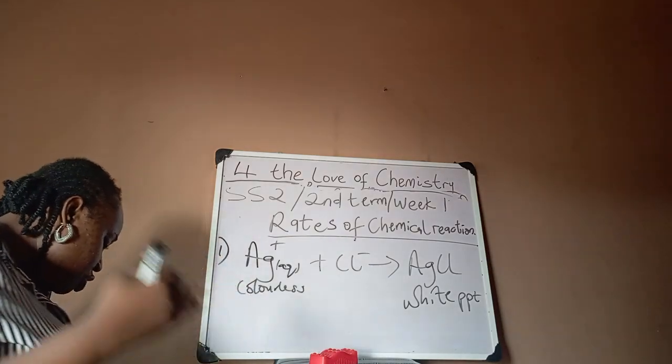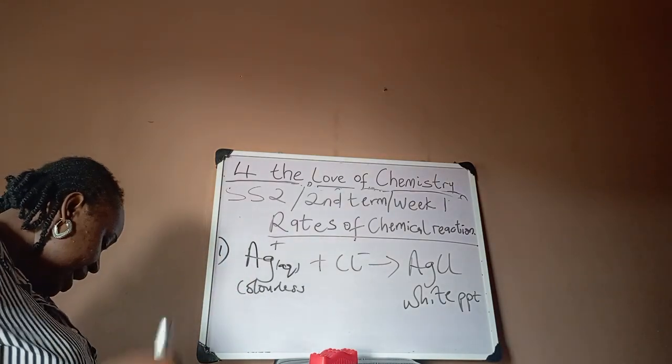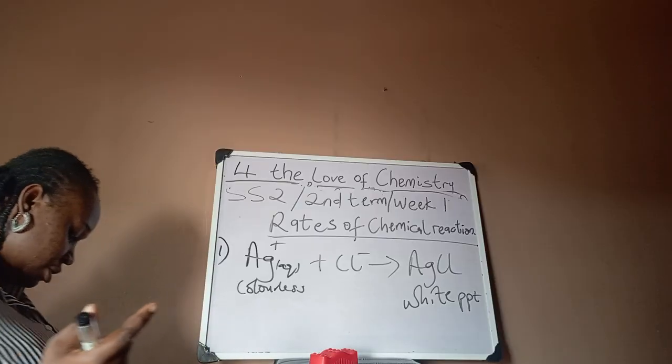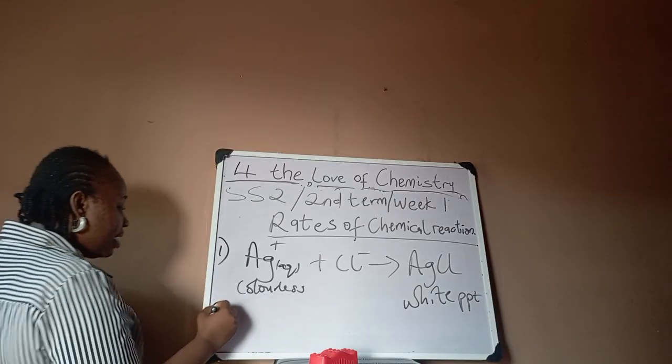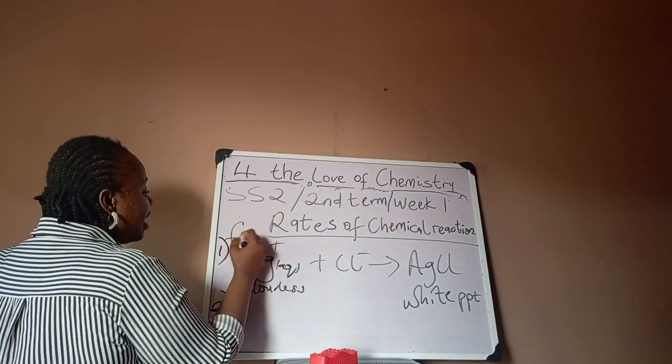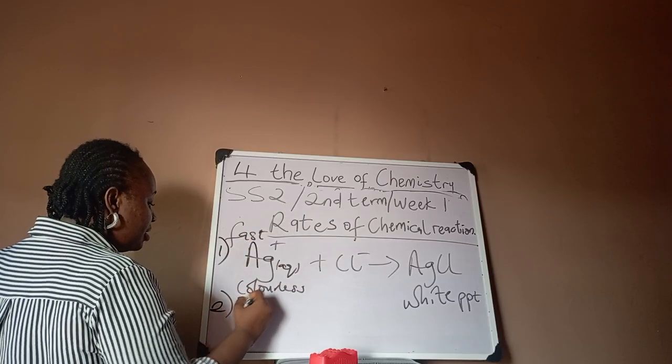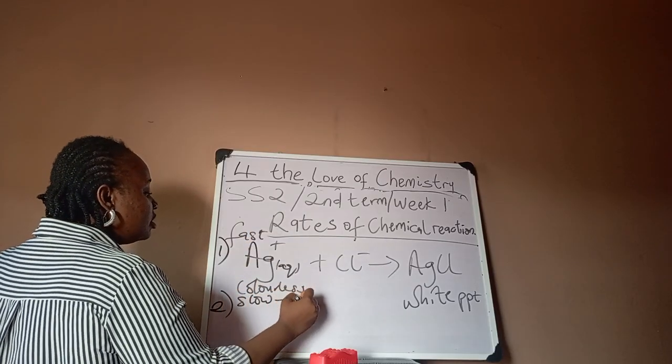Then some reactions proceed at slow rates, such that their rates can be monitored. The second one is that it is slow. The first one is fast and instantaneous. The other one is slow, so it can be monitored.